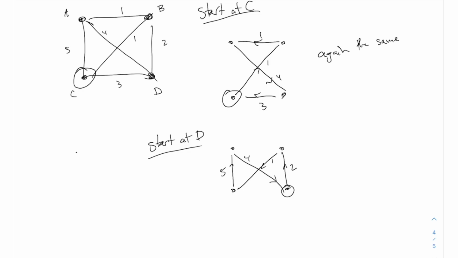So this is what happens if you start at D. You get something different, right? This is weight 5 plus 4 plus 1 plus 2, which is 12. So in this case, starting at D actually gives you a worse answer than starting at the other 3 points. That's what I was trying to demonstrate. All right.